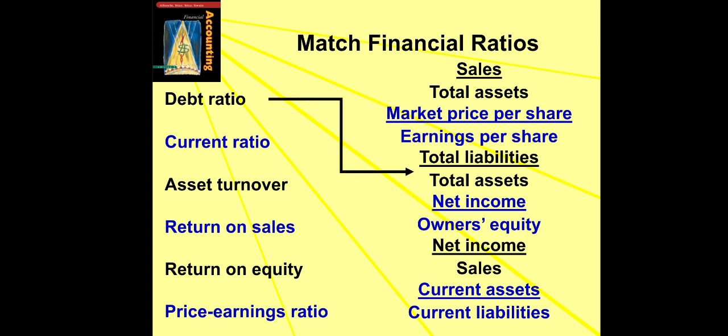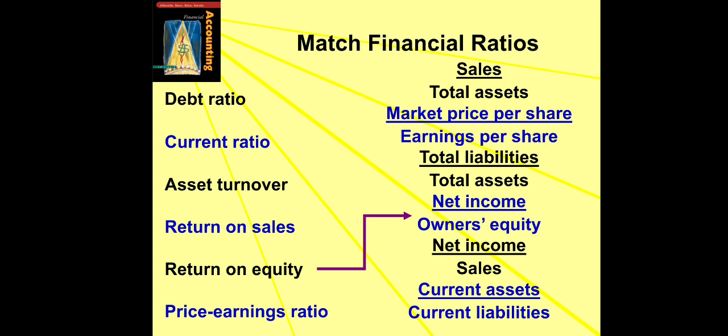So debt ratio is total liabilities over total asset. Current ratio is current asset over current liabilities. Asset turnover ratio is sales over total asset. Return on sales ratio is net profit divided by sales. Return on equity is net profit divided by owner's equity. There is no other way. You have to memorize the formula, and also you have to know how to interpret the ratio. You have to know if the ratio is high, is it good or not.